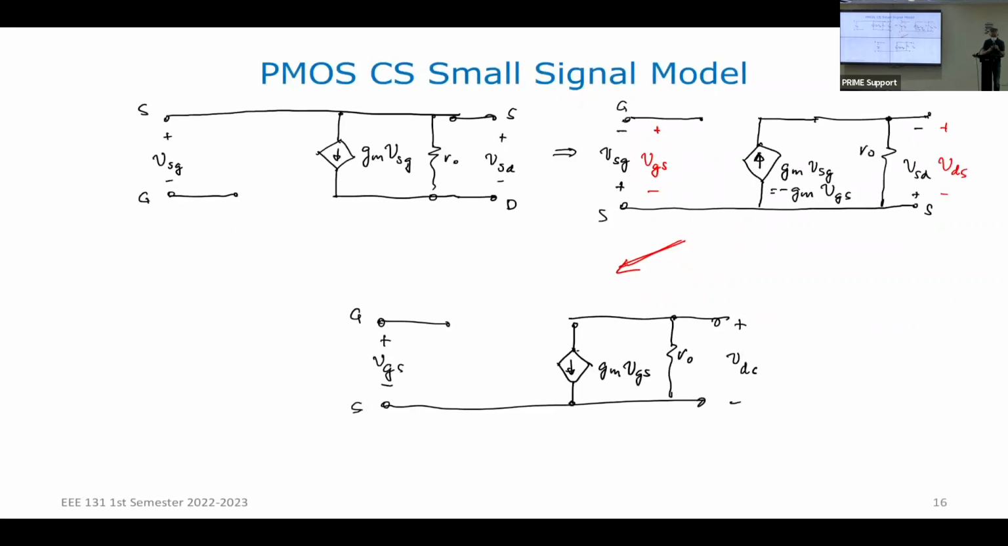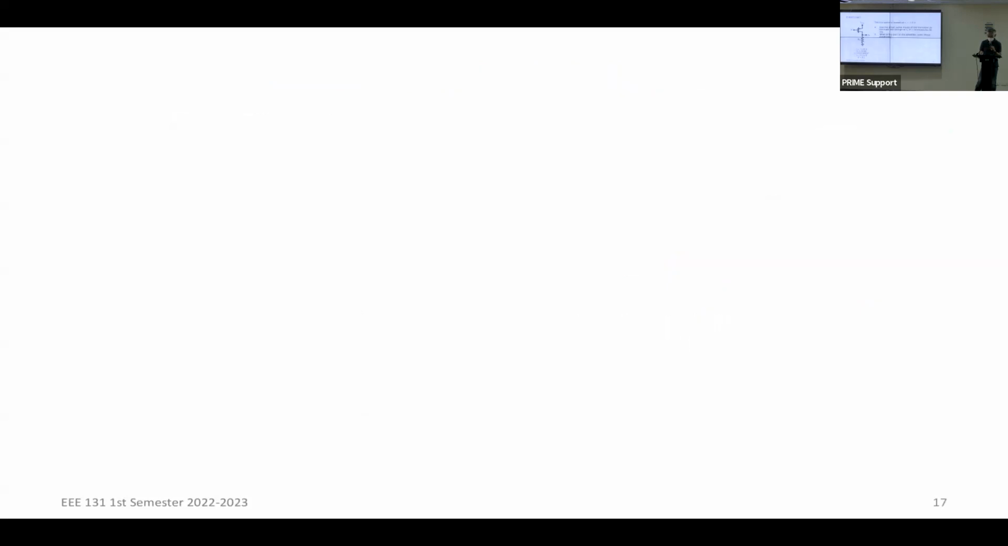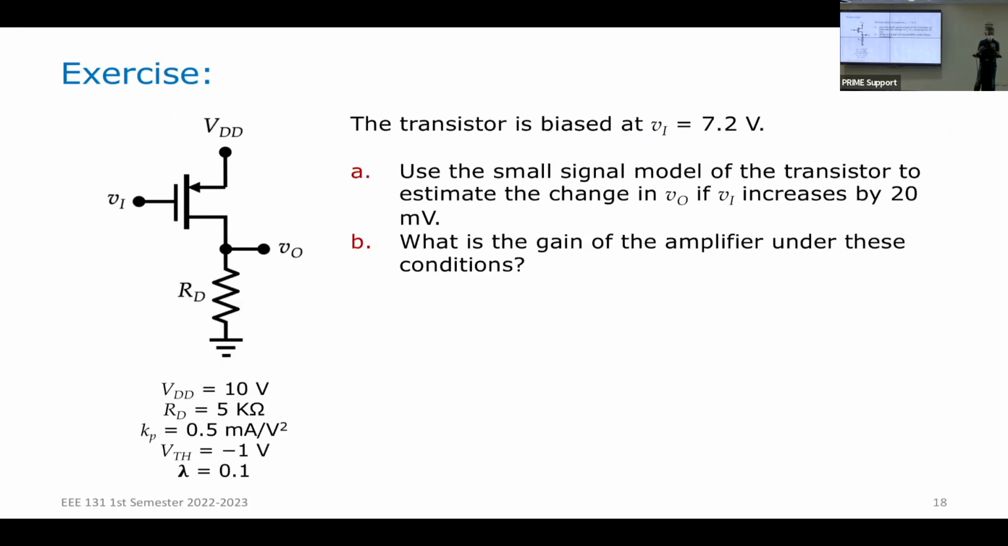Okay, so that's actually all that I wanted to discuss for today. So what I was planning to do for the rest of the session, and this is also a request of some of the people attending the face-to-face session to have more problem solving, I decided to make you do this seat work. No? So this is an exercise. I want you to use the small signal model of the transistor to estimate the change in VO if VI increases by 20 millivolts. So here is my transistor. So this is a PMOS. And here are all the parameters. VDD 10 volts, RD 5K, kP, kasi PMOS siya, 0.5 mA per volt squared, VTH minus 1, and lambda equal to 0.1.